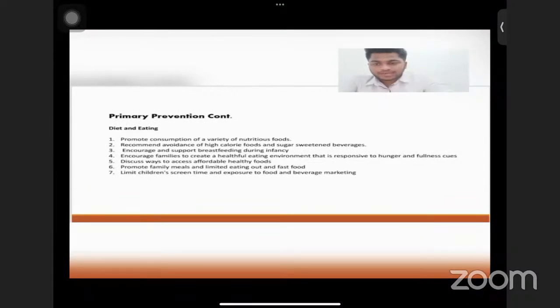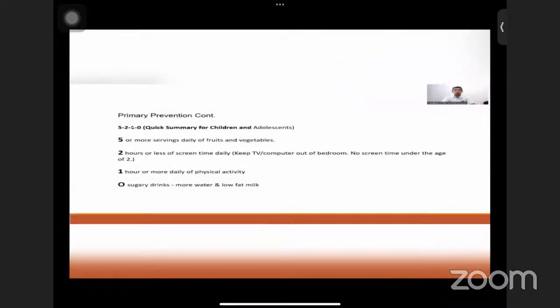Discuss ways to access affordable healthy food. Promote family meals and limited eating out and fast food. Limit children's screen time and exposure to fast food and beverage marketing. Primary prevention, control. 5210 quick summary for children and adolescents.